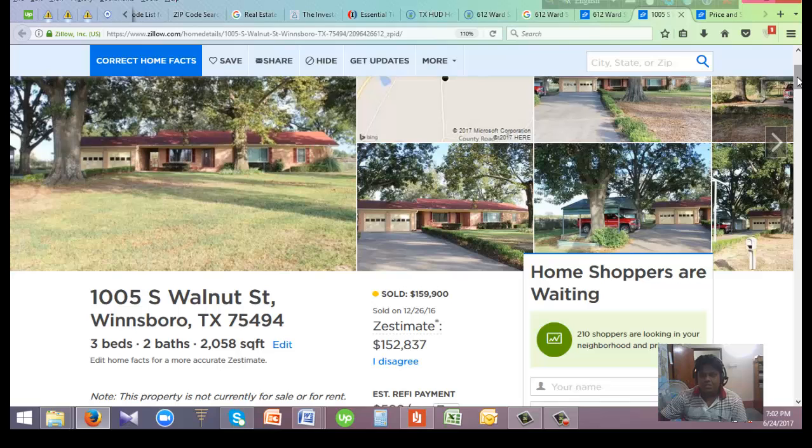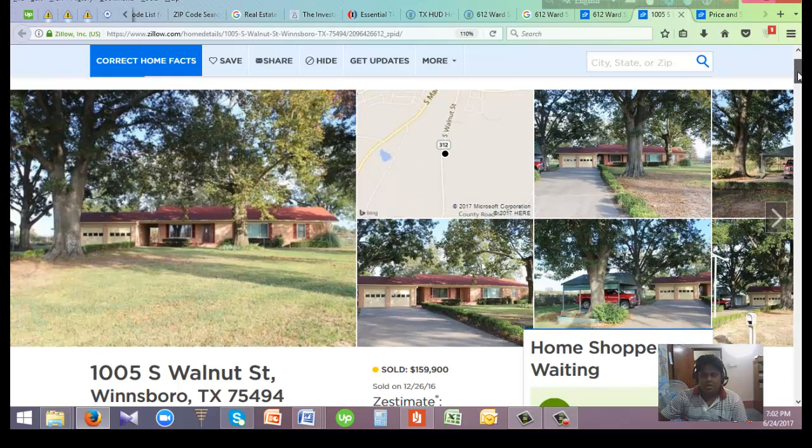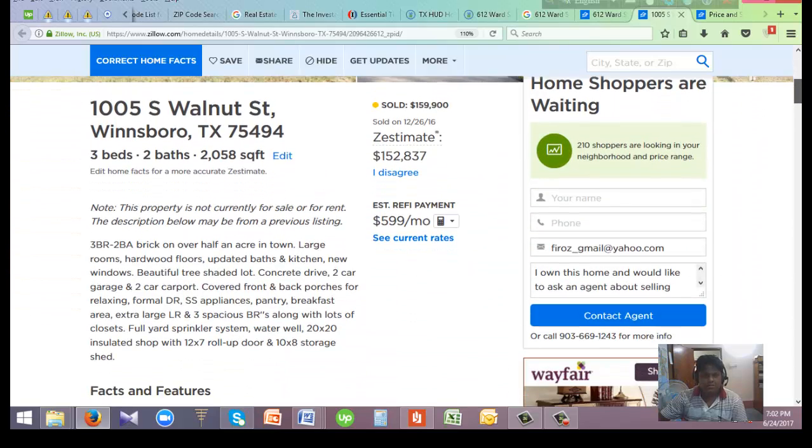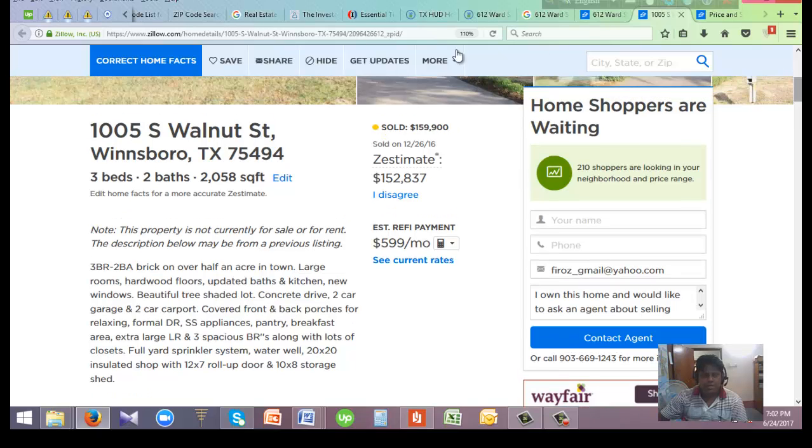This one will sell in the same area. This is information about the sold property, and here is the address of this property, and the features are the same. That is 3 beds, 2 baths, and the square footage, and it sold for $159,900 on December 26, 2007.